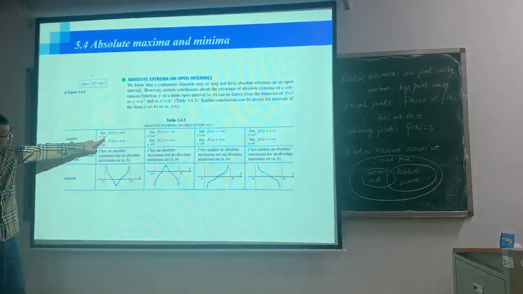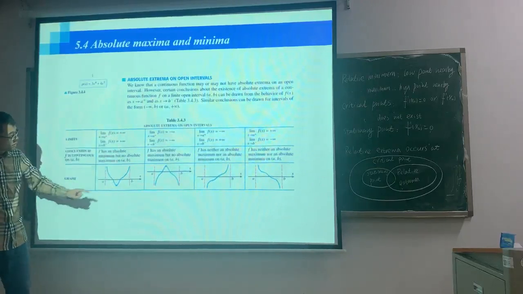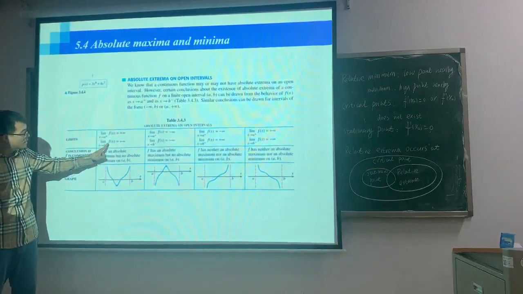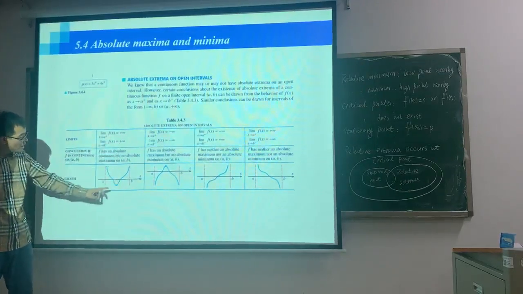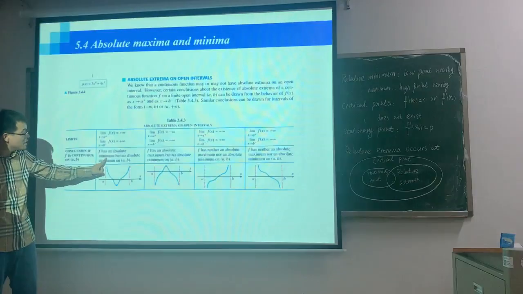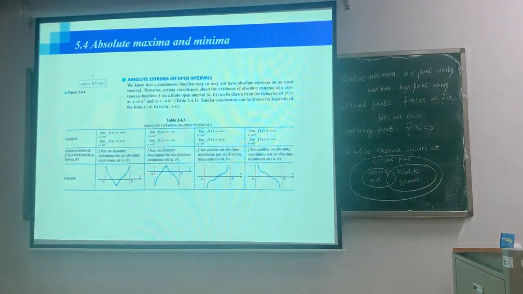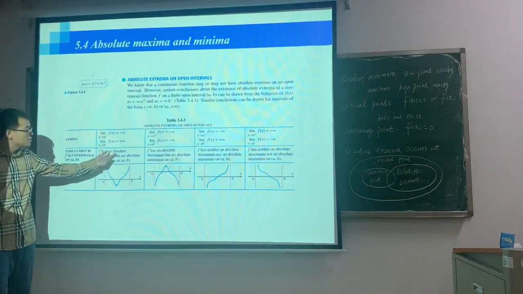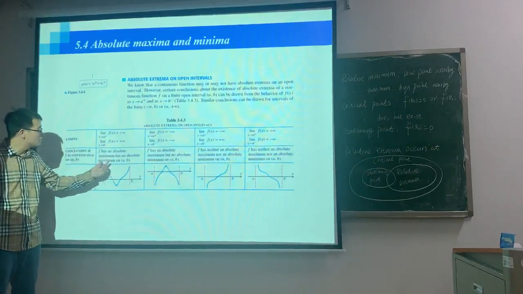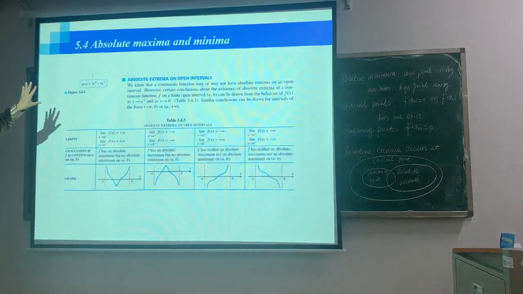When x approaches a from right, f(x) approaches plus infinity, and when x approaches b from left, f(x) approaches plus infinity. So here left plus infinity, right plus infinity. So we have an absolute minimum, but no absolute maximum. This is the first case. The left goes to plus infinity, the right goes to plus infinity, so we just have the absolute minimum, okay?